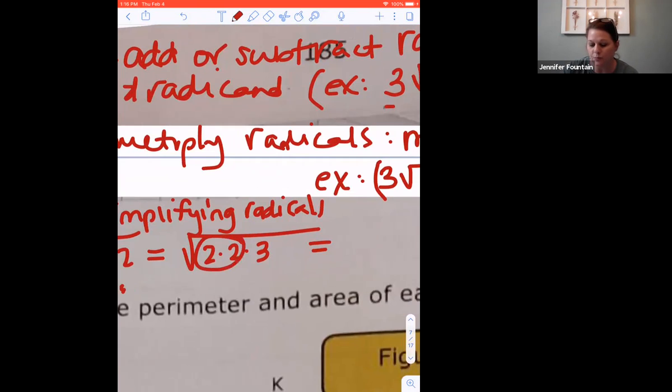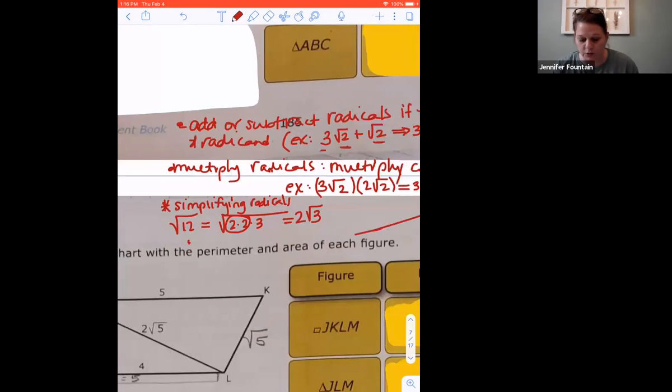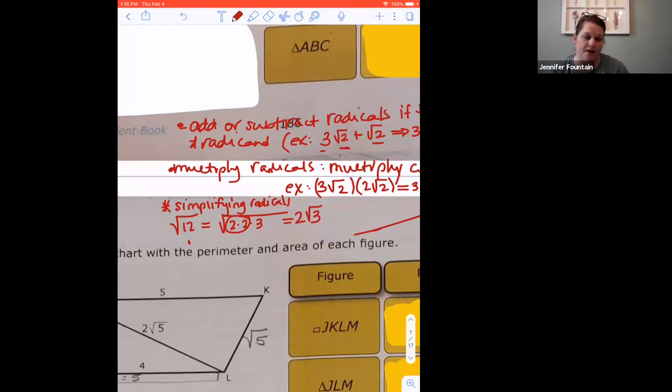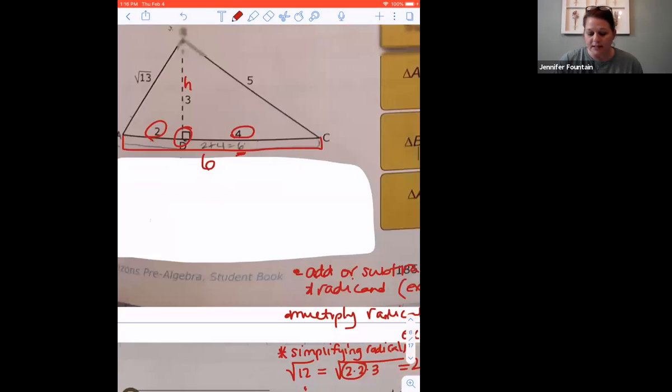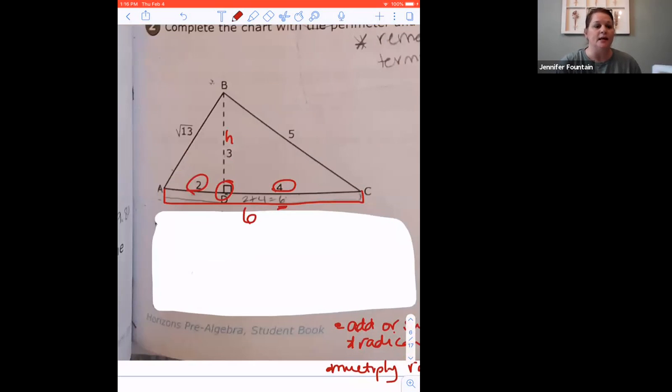Because it's a square root, I circle my 2 buddies. My 2 buddies are able to come out, but that 3 stays under the radical. So that is simplifying radicals. So anytime I have a radical answer, I need to make sure to simplify it. Okay, so that's our quick brush up on dealing with radicals. Now, when I look at this one, I can see that they have said that one of my sides is the square root of 13. So we can go back to page 185 now. Let's go back to page 185.